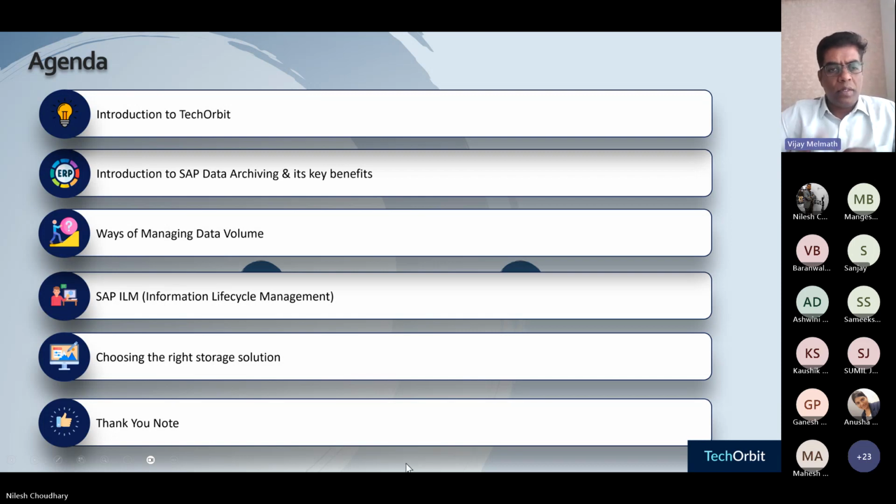And then we also talk about choosing the right storage solutions for managing archives and archive management, be it third-party or cloud-based solutions. Before we get into all these nuts and bolts of data archiving and other related topics, I would like to introduce TechOrbit: what we do as an organization in this space and what our service offerings are. Probably we'll spend 3 to 4 minutes on that, and then hand it over to the speakers to talk about the subject matter.